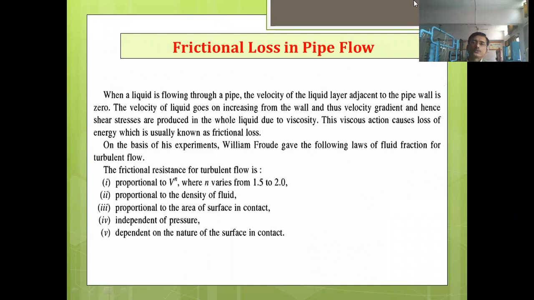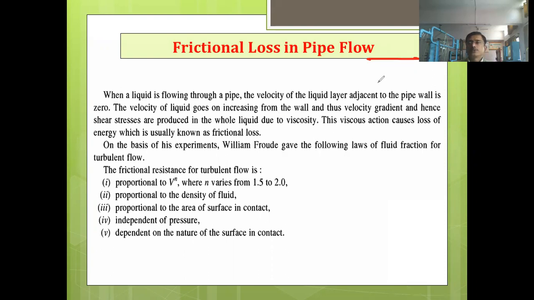Head loss due to friction. फ्रिक्शनल लॉस इन द पाईप फ्लो किंवा मेजर लॉस जो आपण म्हटलेला आहे तो आपण आता या ठिकाणी बघणार आहोत. When the liquid is flowing through a pipe, the velocity of the liquid layer adjacent to the pipe wall is 0. जे सगळ्यात खाली जी लेअर असते ते मी तुम्हाला अगोदर सांगितलेलं आहे.